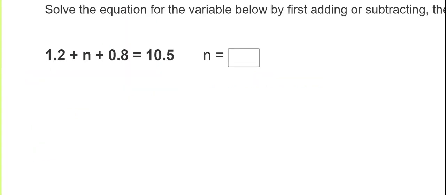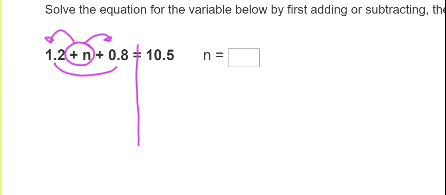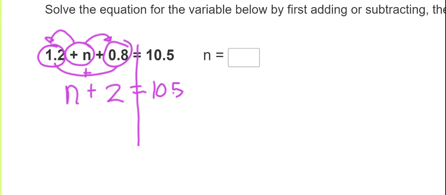All right, now last one. Draw a line down through the equal sign. Circle the variable term. And now it looks like we have 2 different constants. So these are the same thing. They're numbers. They can go together. So 0.8, 1.2, they're both positive, so we can add them. So now we have n plus 2 equals 10.5.